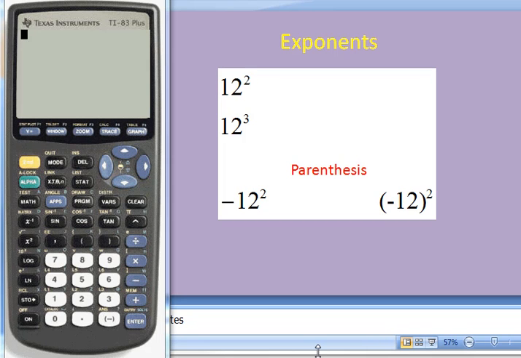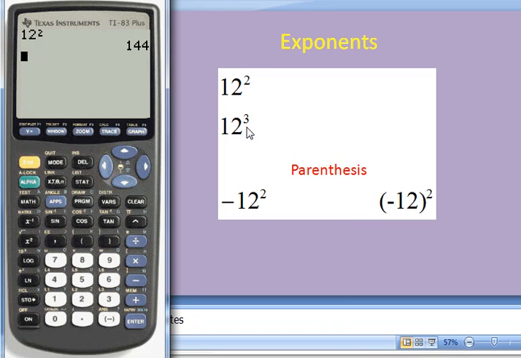Let's take a look at exponents in our graphing calculator. So the first one we're going to take a look at is 12 squared. How do you put a second power in your calculator? Well, let's type 12. And the squared key is actually diagonal to your 7. So all you need to do is press the x squared key, diagonal to the 7, and it puts the power of 2. Hit enter and you have your answer of 144.